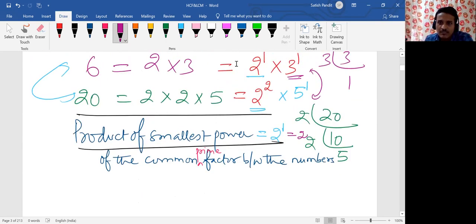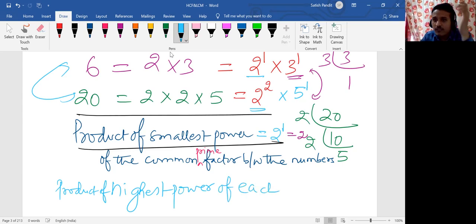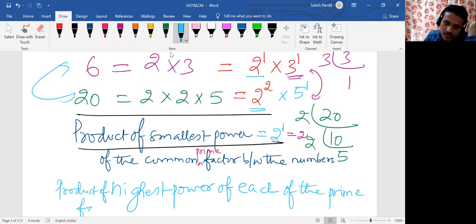See, in this example itself, I'll tell LCM. In LCM, please remember, when you're using the prime factorization method, we don't have to take only the common factors. We have to write the highest power. Here it was the smallest power or lowest power. Here we have to write the product of the highest power of each of the prime factors.